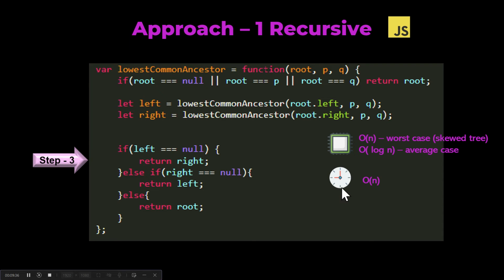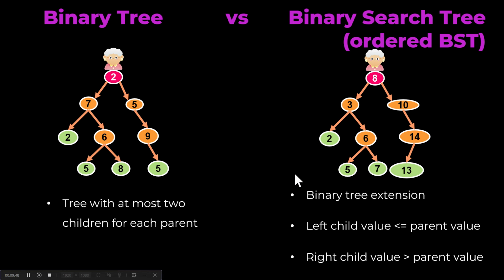So in terms of space complexity, it will be O of n, because we use the call stack space. We always think about the worst case, so it will be O of n. Okay, so this is one approach.